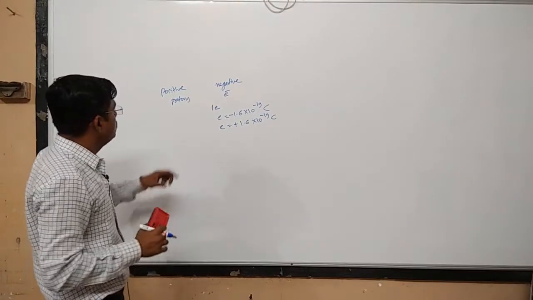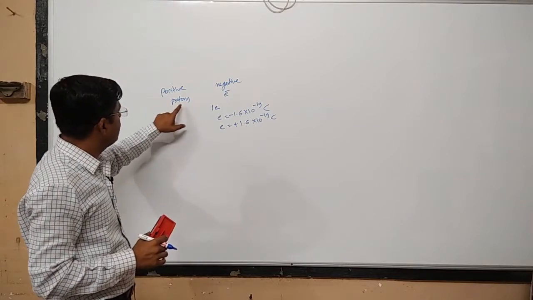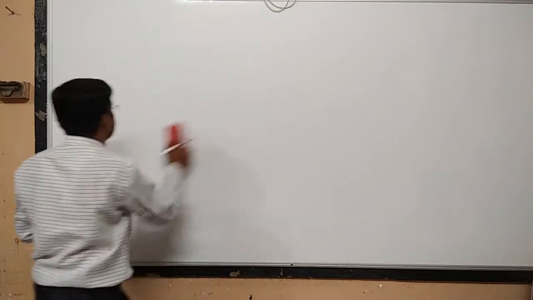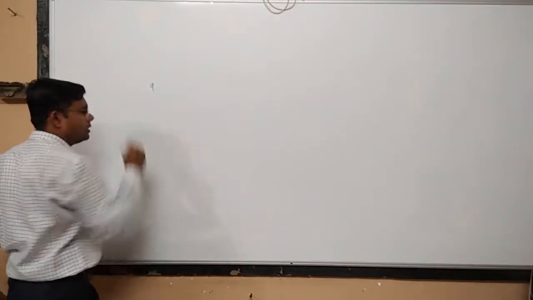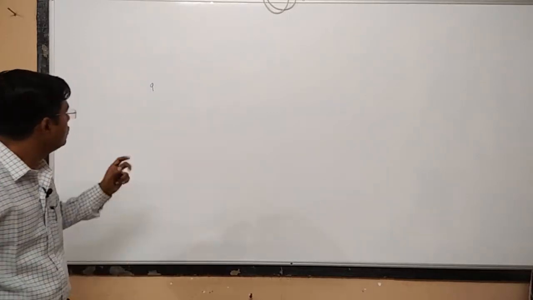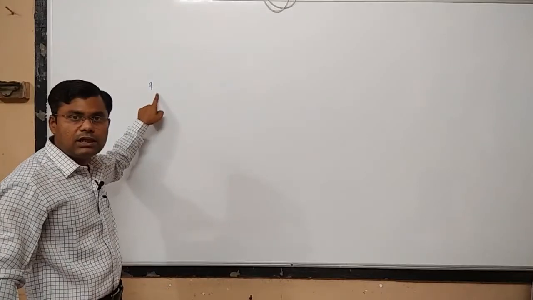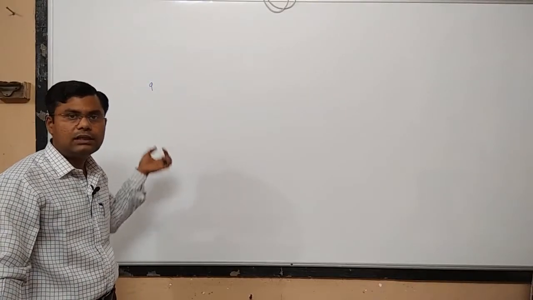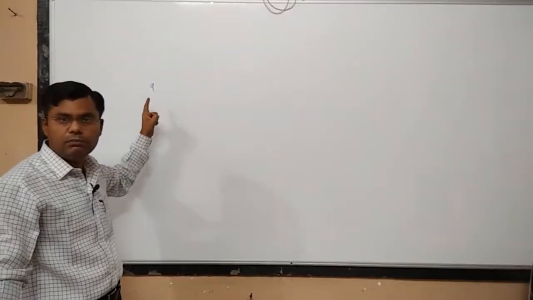Generally, we do not use a specific symbol for proton and electron. We will use a general symbol, small q, sometimes capital Q. So if I say that this is an electron, then the charge on this electron will be minus q, and if I say that this is a proton, then the charge on this proton will be plus q.